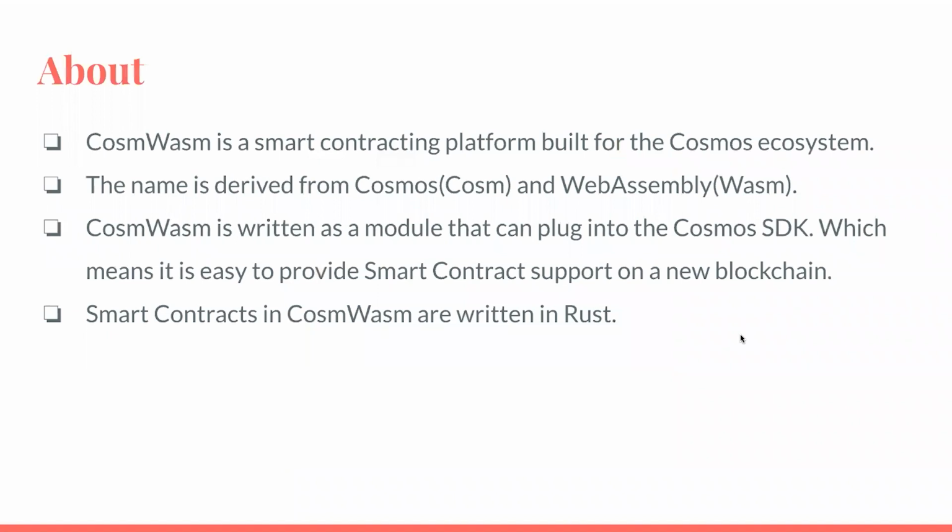So, while talking about CosmWasm, it is basically a contract platform based on the Cosmos ecosystem. As the name suggests, it's derived from two words, Cosmos as well as WebAssembly. Shortening it down, it is basically a module written in the Cosmos SDK that is supposed to interact with the blockchain through smart contracts. The smart contracts are written in Rust, which is a prerequisite to start any development on CosmWasm.